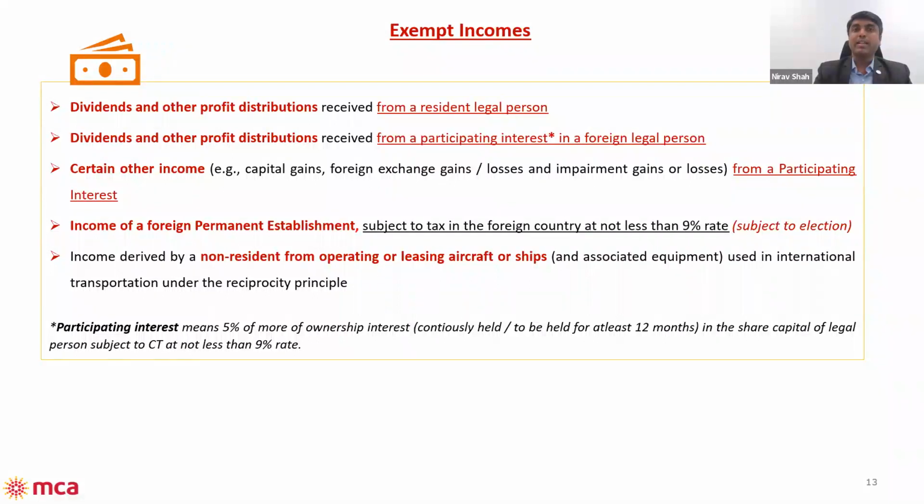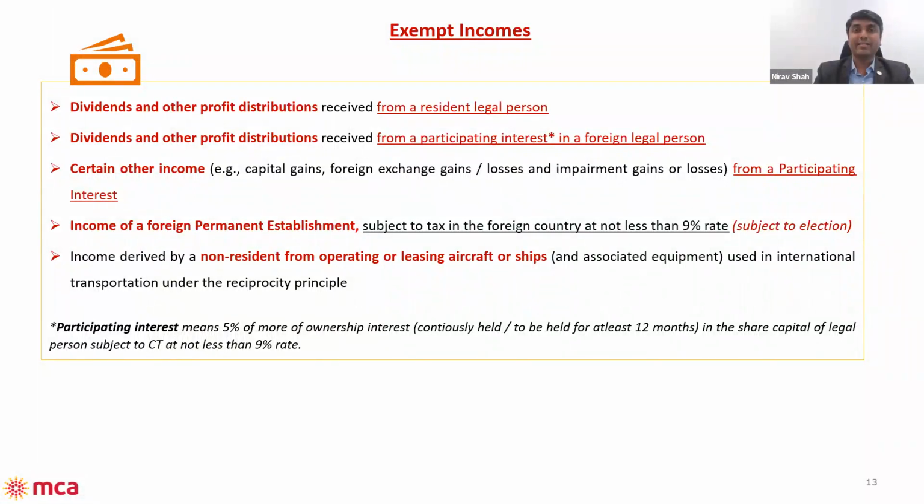Now, the UAE company will have two options. Since it's a branch, the UAE company ideally is required to include the income of that US or UK branch in its total income for the purpose of UAE corporate tax law and pay tax on the same. However, the UAE company will have an option to claim an exemption by which the income generated by that US or UK branch will not be included for the purpose of UAE corporate tax law, and that income will not be subject to tax in the UAE.